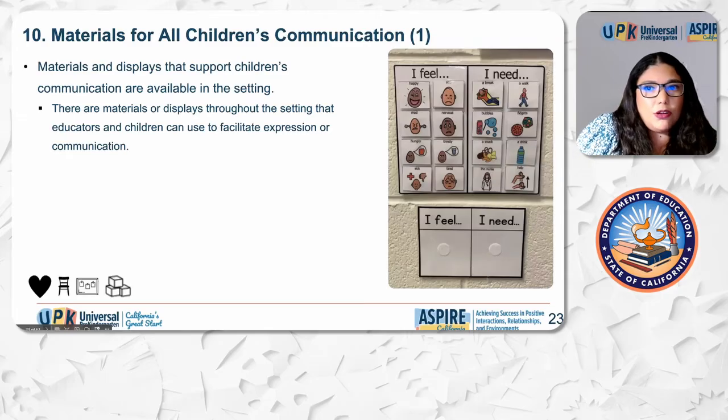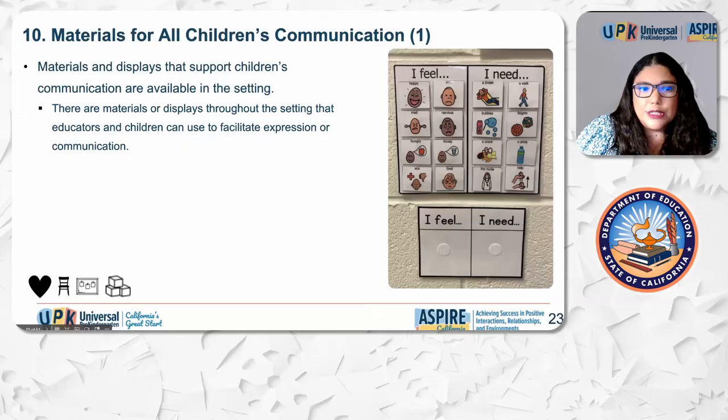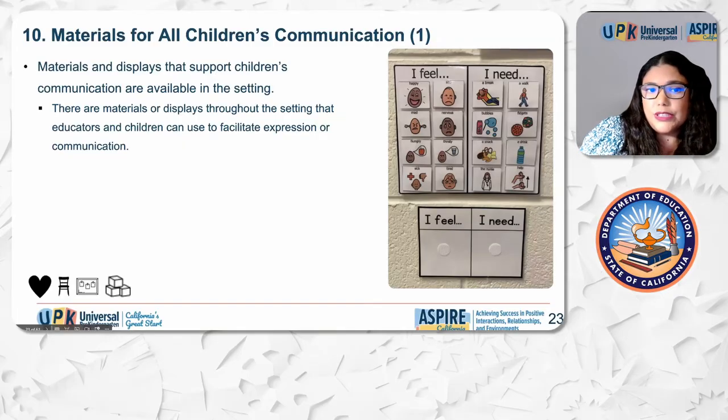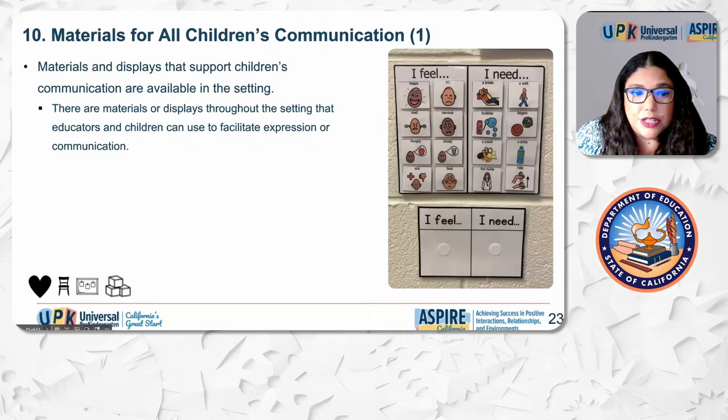So we have materials for all children's communication that focuses on how the environment supports expression, language, and comprehension for every child. This might include communication boards, picture cards, labels in children's home languages, puppets, play telephones, or objects tied to children's real life experiences. These tools help children communicate their needs, their ideas, their feelings, especially for those who are developing language or who are using alternative forms of communication.